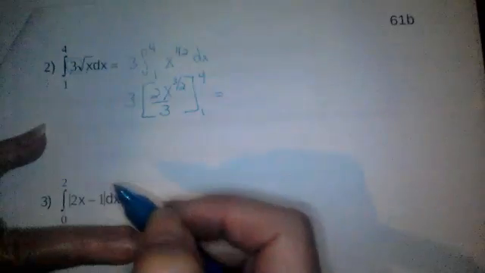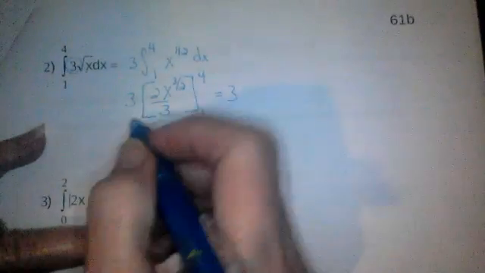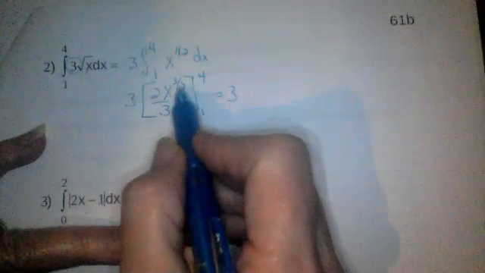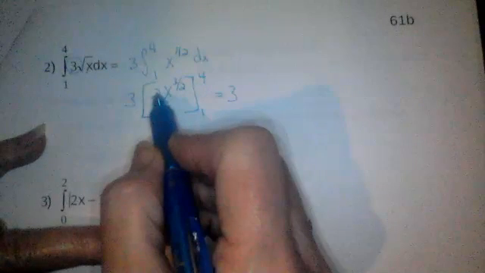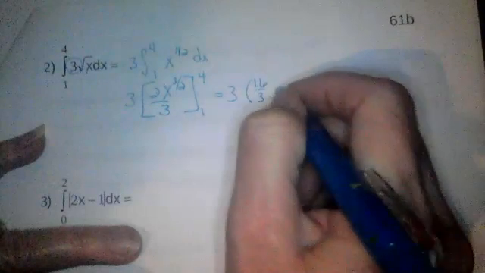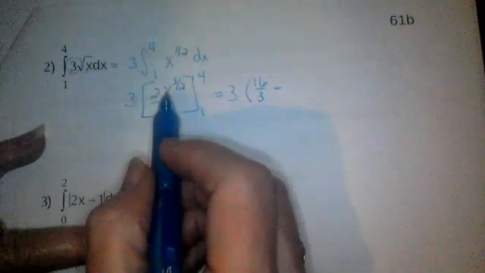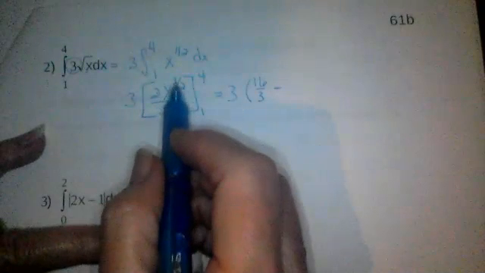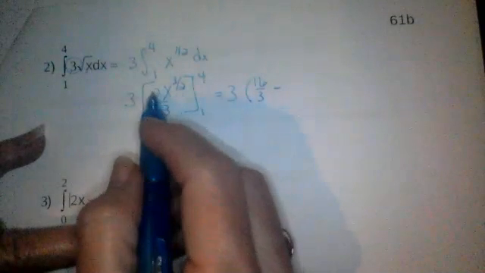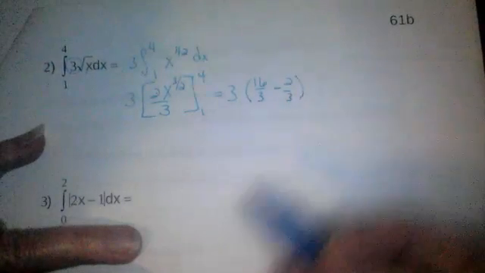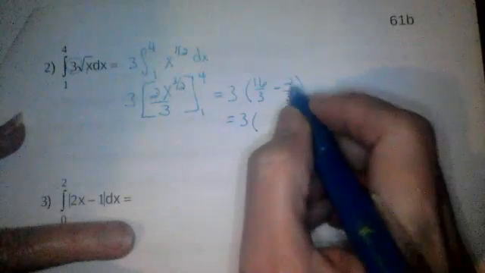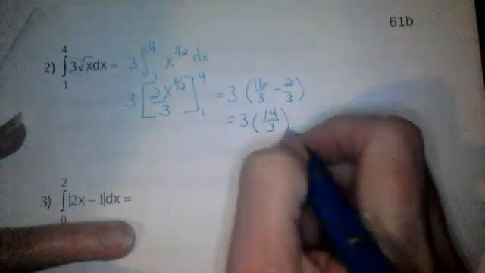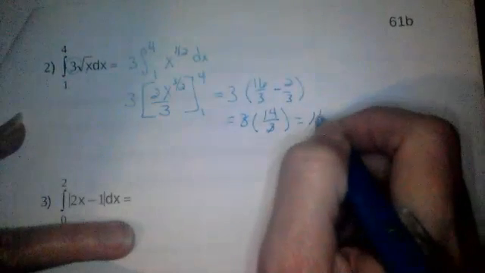So we plug in the top number first. So when I plug in the 4, the square root of 4 is 2. 2 to the 3rd power is 8. 8 times 2 is 16 over 3. So I get 16/3 minus, and then I plug in the 1. The square root of 1 is 1. 1 cubed is 1. 1 times 2 is 2. So I get 2 over 3. So now I've got 3 times 14/3. The 3's will divide out, and I just get 14.